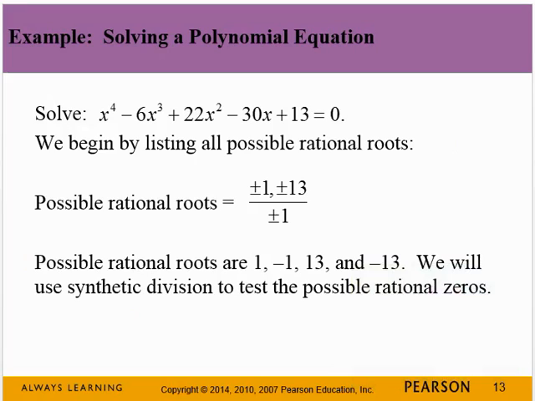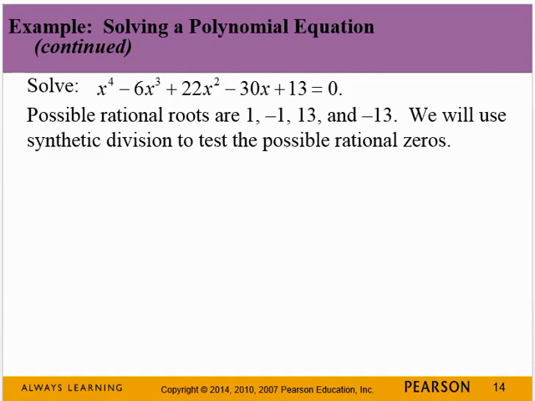So an example for solving a polynomial equation is we begin by listing all possible rational roots. This is what we did last time. So you have plus or minus 1, plus or minus 13, all over plus or minus 1. So our possible rational roots are 1, negative 1, 13, and negative 13. So now we're going to use synthetic division to test all of these.